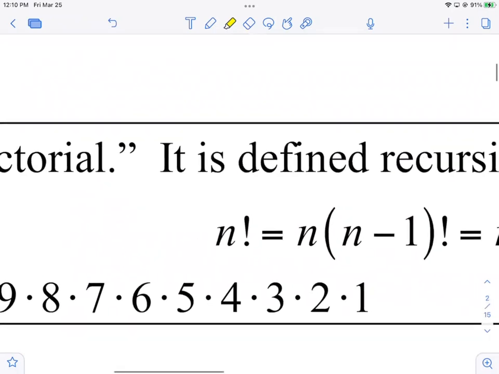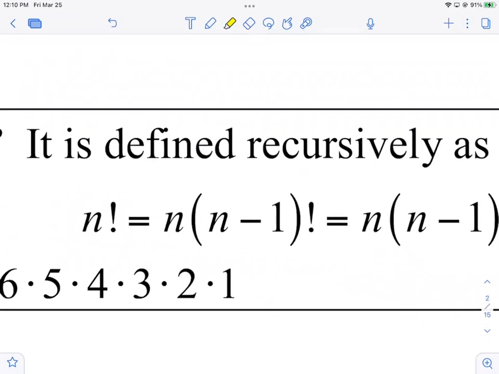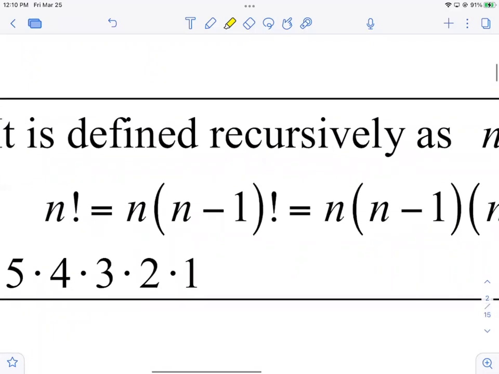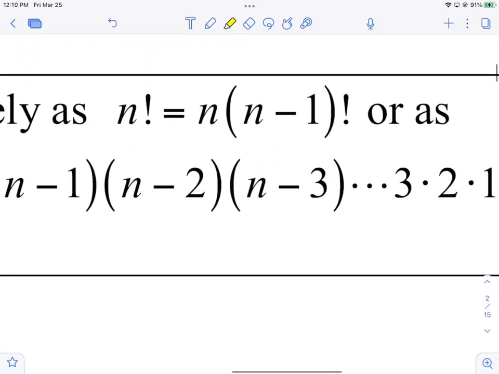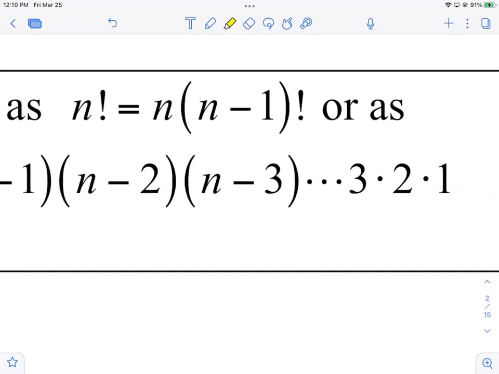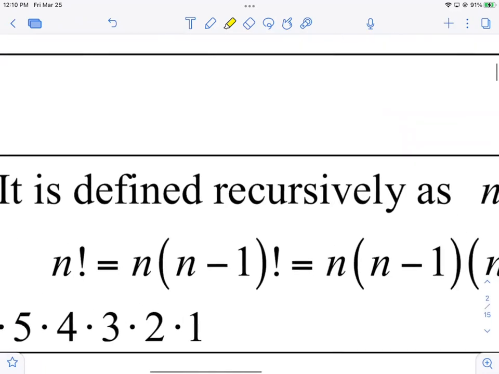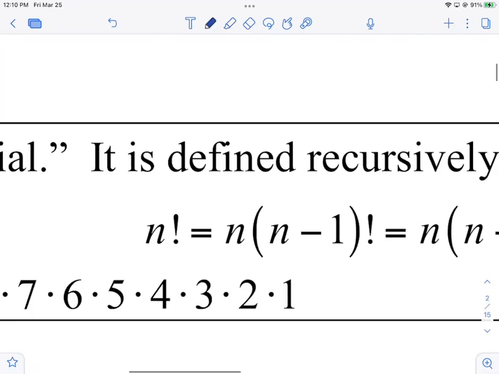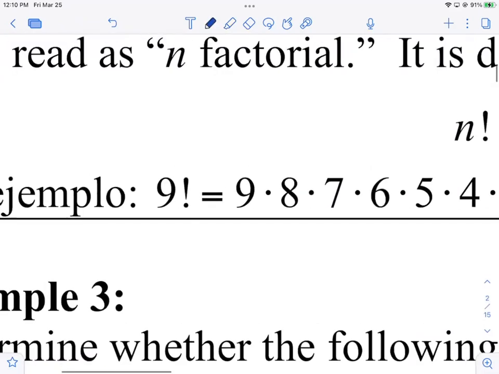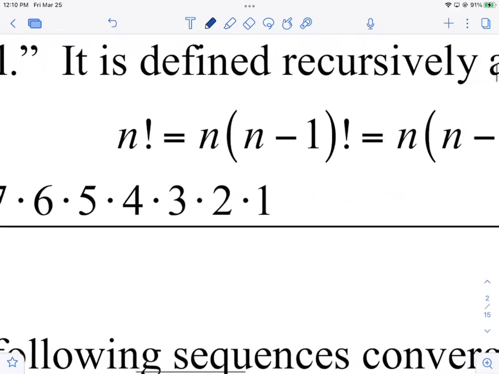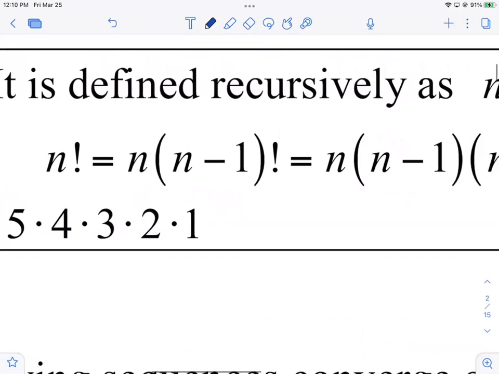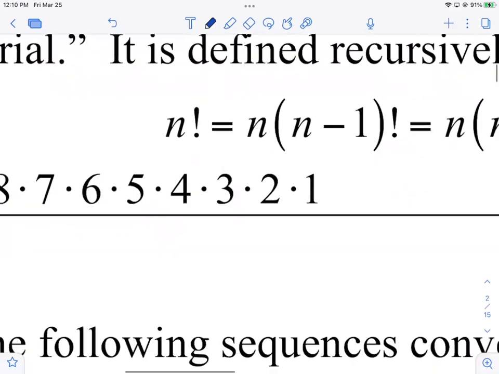n factorial is defined mathematically to be this: n times (n minus 1) factorial. We call it a recursive definition. But what does that mean? That means it's n times n minus 1 times n minus 2 times n minus 3, all the way down until you get to 3 times 2 times 1. So in other words, an example would be 9 factorial is 9 times 8 times 7 times 6 times 5 times 4 times 3 times 2 times 1. We stop at 1 because if we went to 0, it would nullify itself out.